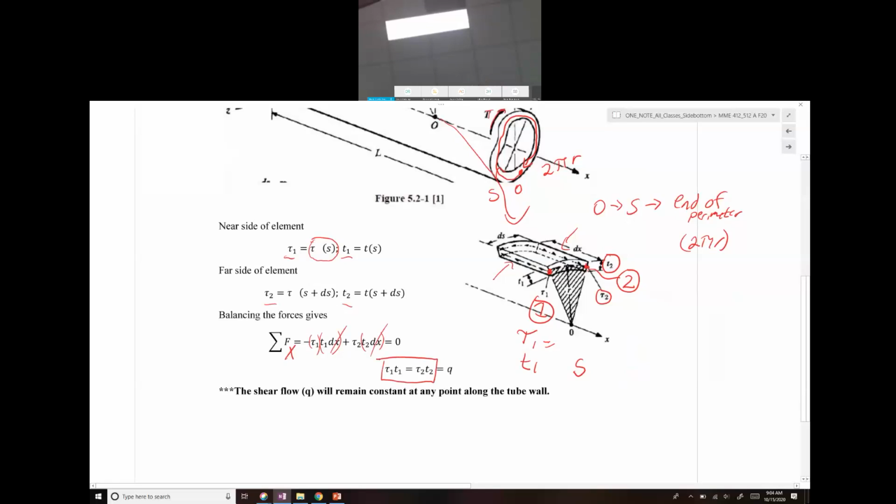Okay. Now, if you remember from the last page, we defined q as being equal to the shear stress times the thickness. Based off of this definition, in order for our element to be in equilibrium along the x-axis, our shear flow must be constant along the perimeter of the section. So within a single closed cell section, the shear flow must remain constant. Regardless of the location along the perimeter, the shear flow must be constant.